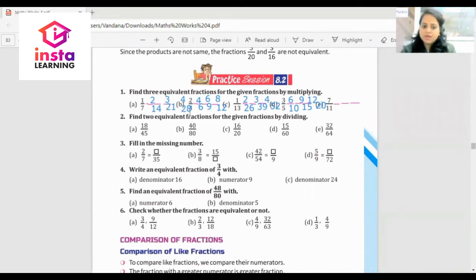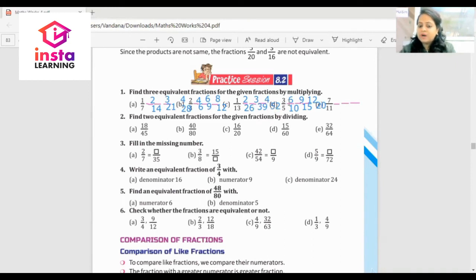3 upon 21 and 4 upon 28. Okay. And then in this 2 upon 3 fraction, you have to write 3 equivalent fractions by multiplying. 2 multiplied by 2, 4. Then 6, then 8. Then after 3 multiplied by 2, 3 3s are 9, then 3 4s are 12. Like this, you have to do this C and D also. 1 upon 13 is your fraction. Now 2 upon 26, 3 upon 39 and 4 upon 52.